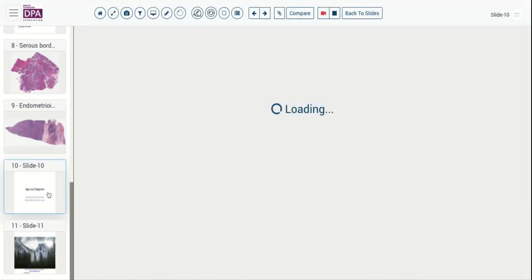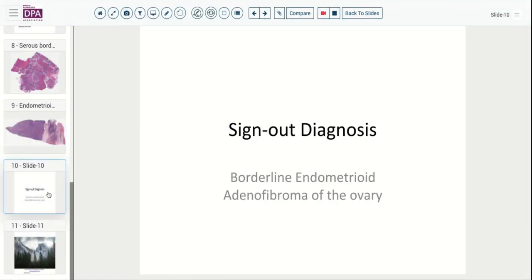So our diagnosis for today's case is of a borderline endometrioid adenofibroma presenting in the ovary. It has striking resemblance to some of the features of endometrial hyperplasia with occasional squamous metaplasia as well.